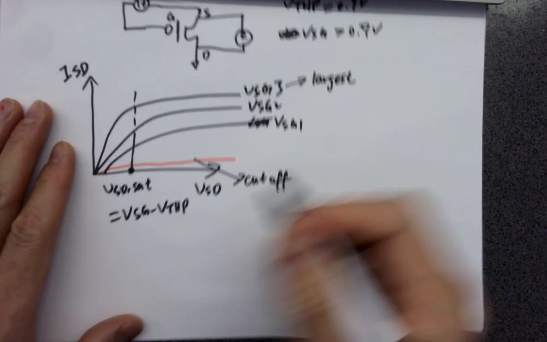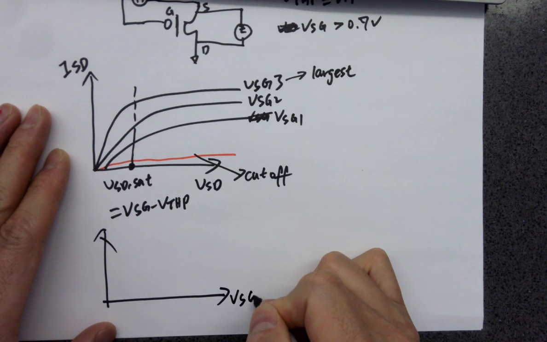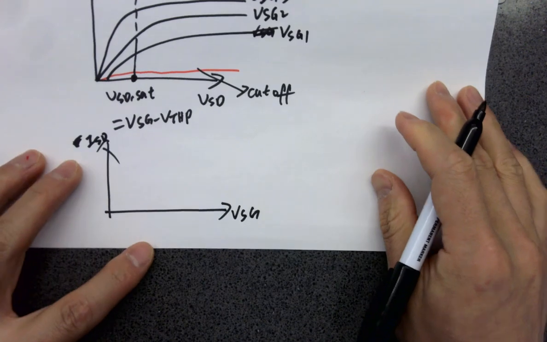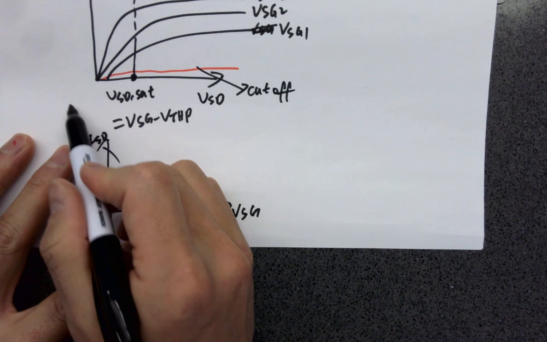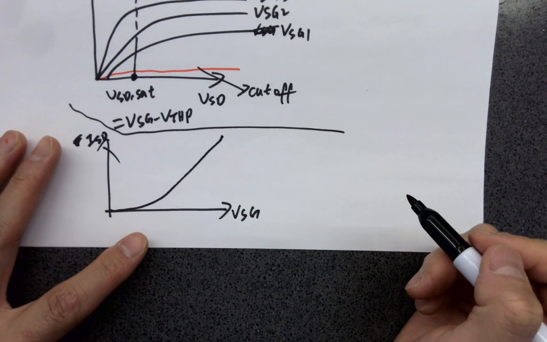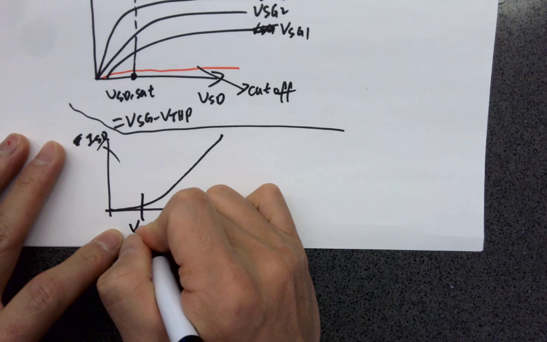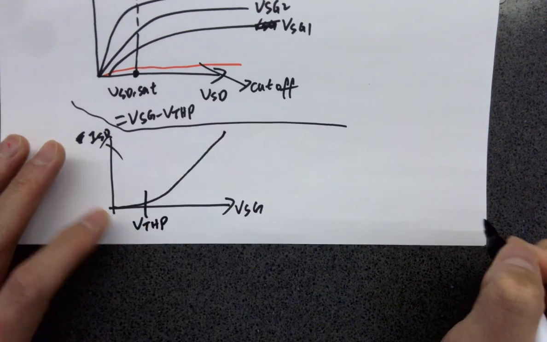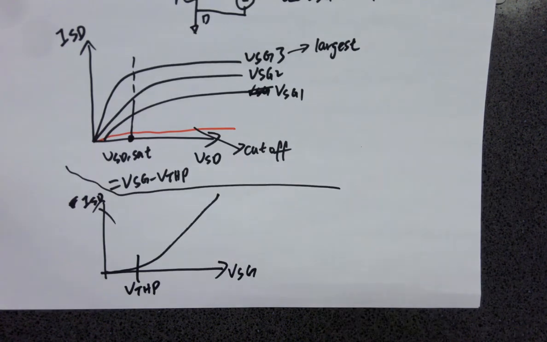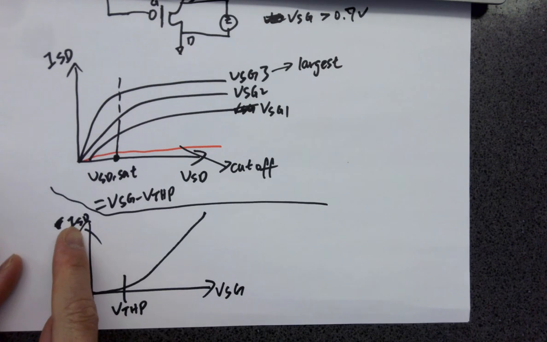It definitely also has a VSG to ISD curve as well. All right, like this. So it looks like this. And here's VTHP, about 0.9 volts. So you may see different curves from the lab tutorial. It's because they flipped the direction of the current or the voltage.